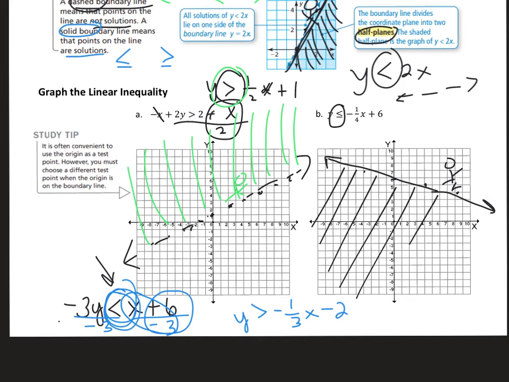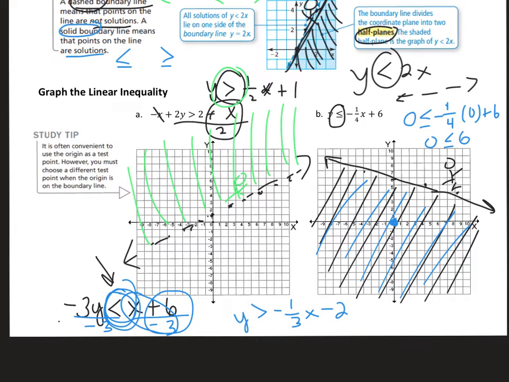And if you're not sure about the ladder, what you can do is pick a test point. So 0, 0 is right here on this side of the half plane. If I plug in 0, I get negative 1/4 times 0 plus 6. So 0 is less than or equal to 6. That's true, so I shade on the side of that test point. If it's false, you have to shade on the opposite half plane, the opposite side of the test point.